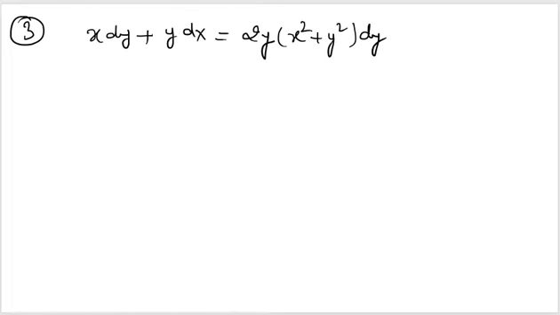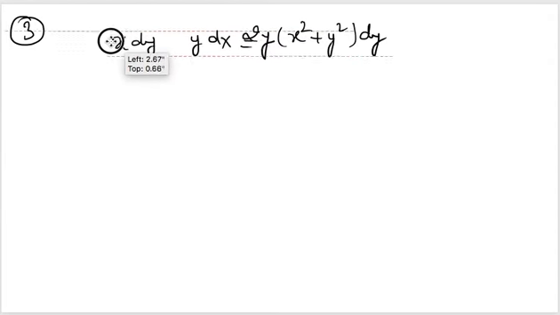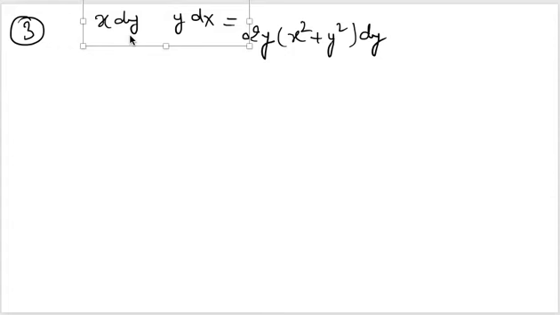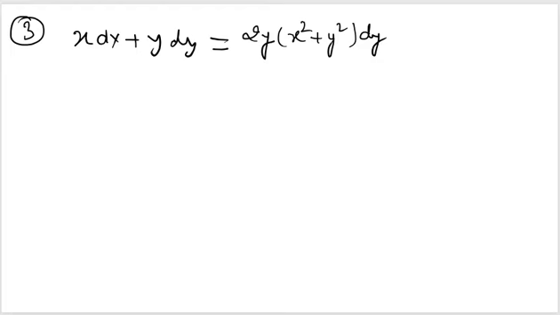Let us see one more question. In this third example, what we can see here, let me make it correct. I want to change this question here, just a minute. Let me rewrite this question number third as x dx plus y dy equals 2y times x square plus y square dy. Just let us take some variety.